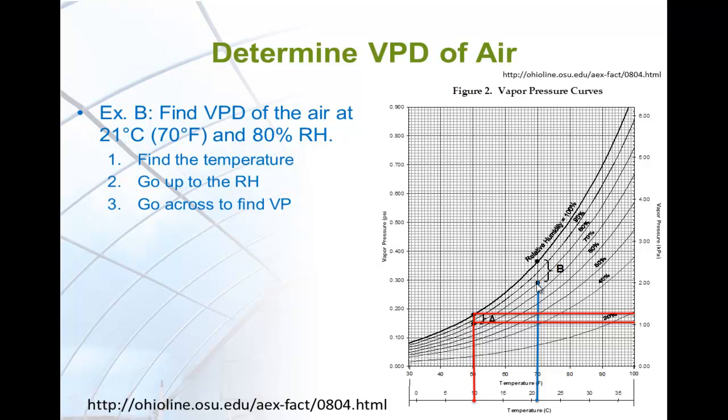Then we draw a horizontal line across to the right. Then we can determine the vapor pressure is 2.00 kilopascal. The next step is to find the vapor pressure at the same temperature but at 100% relative humidity.